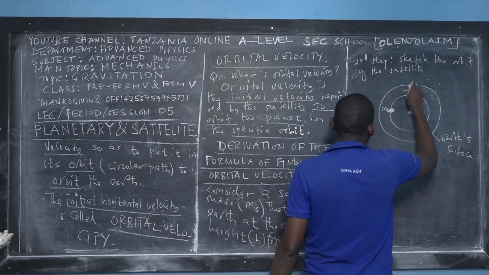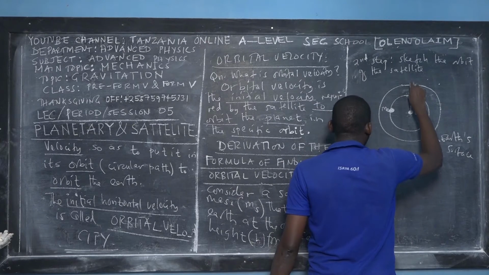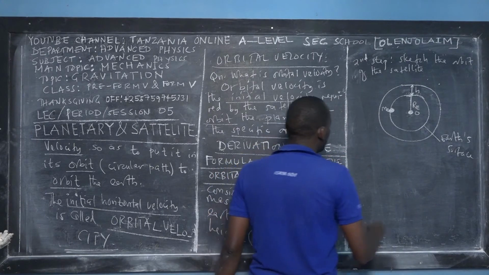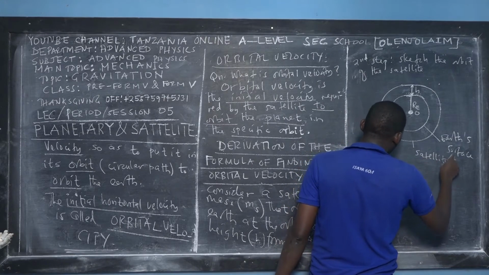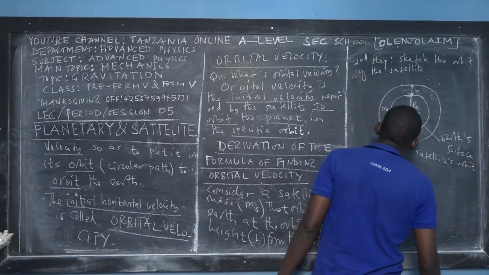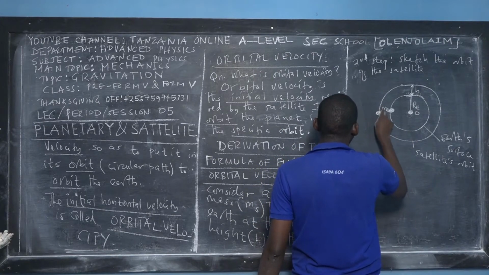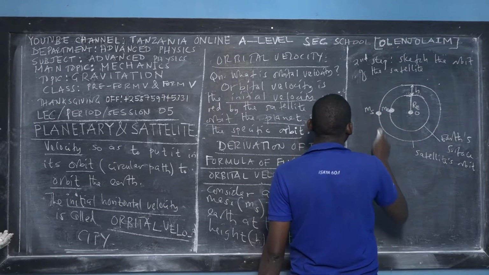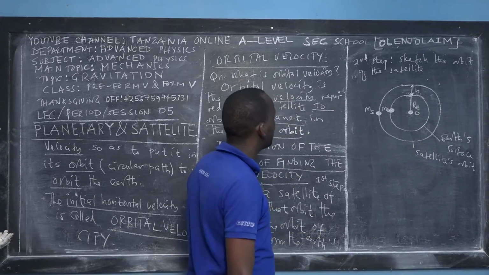So this is the Earth's surface. This is the satellite orbit, and this is the height H. So what is this? This is the satellite orbit. Again, suppose that here we have the mass of the satellite, this is S. Right? So what's happening there?